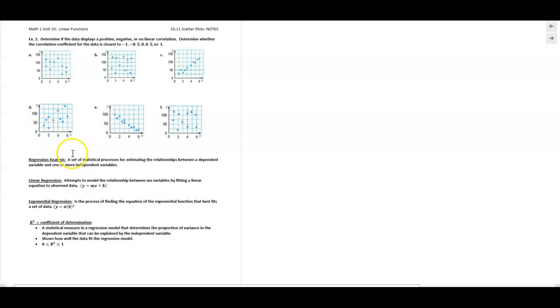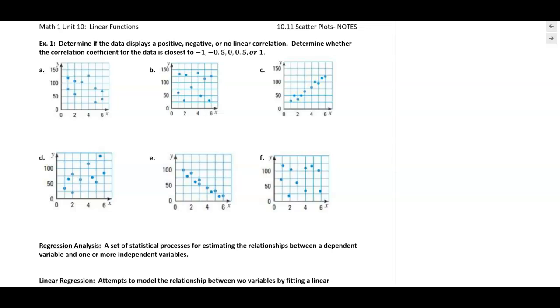Next, let's take a look at this. So remember, it says determine if the data displays a positive, negative, or no linear correlation. Determine whether the correlation coefficient for the data is closest to -1, -0.5, 0, 0.5, or 1. So when I look at the first example, these dots kind of show a pattern. I can draw a line through that data, but the points are not really close to the line. But it does show somewhat of a pattern. So we would say that this has a negative correlation.